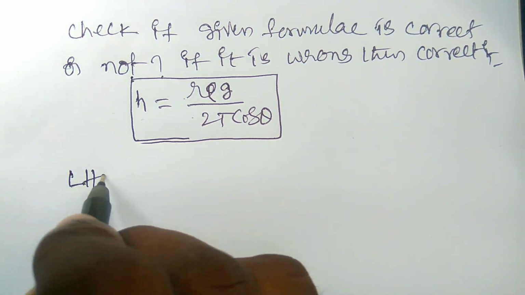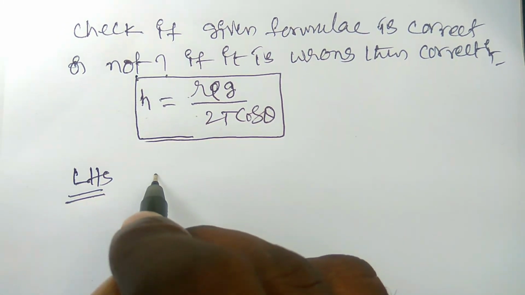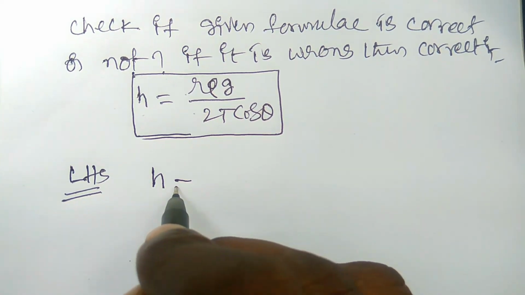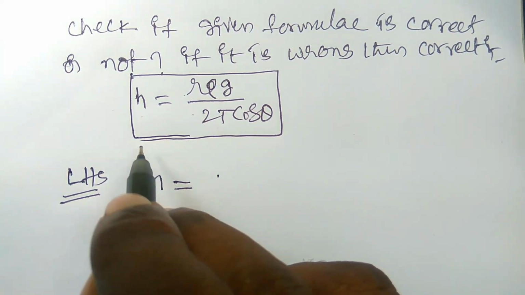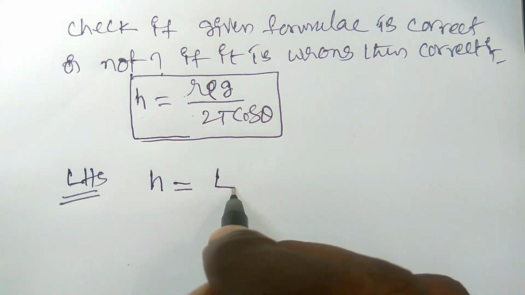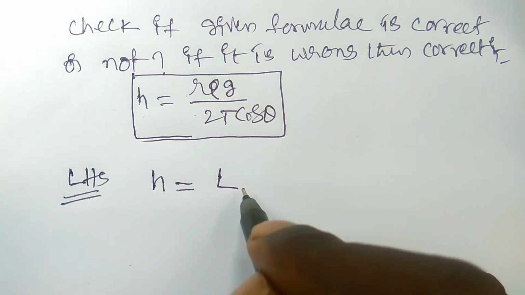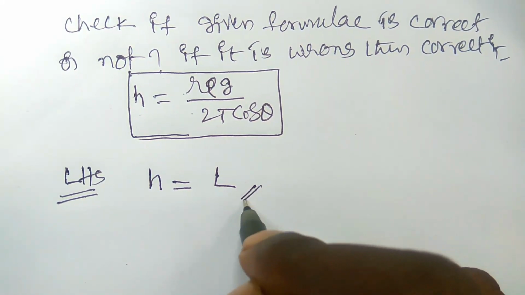So first, we have to check the LHS. Where h is the height, so it is measured in length. There the dimensional formula is L. So the LHS will be L.